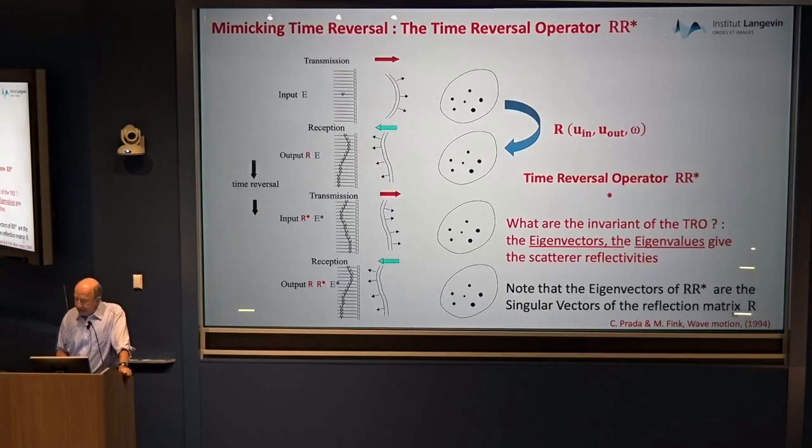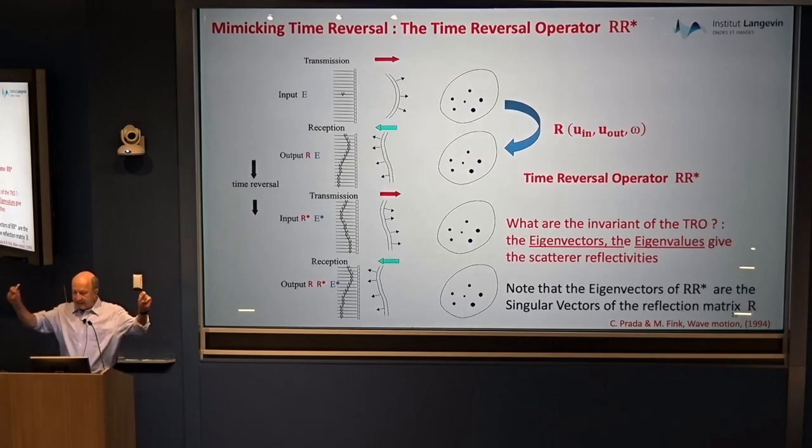Doing this, instead of doing the diagonalization of R, R star, it is easier if you know what is the singular value decomposition of a matrix. Instead of working on R, R star, work just on R and do just the singular value decomposition of R. The singular vectors of R are the same as the eigenvectors of the time reversal operator. It gives a meaning to what are the singular vectors of the matrix R.